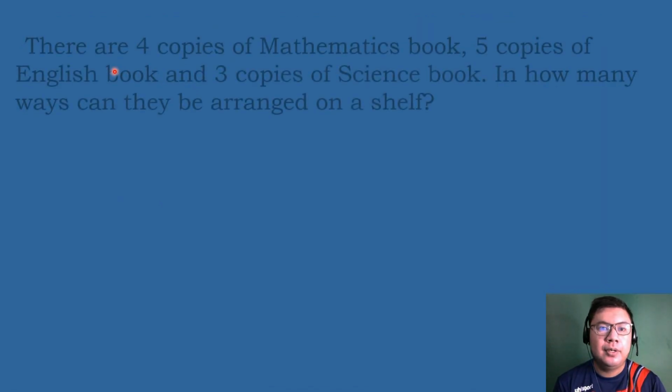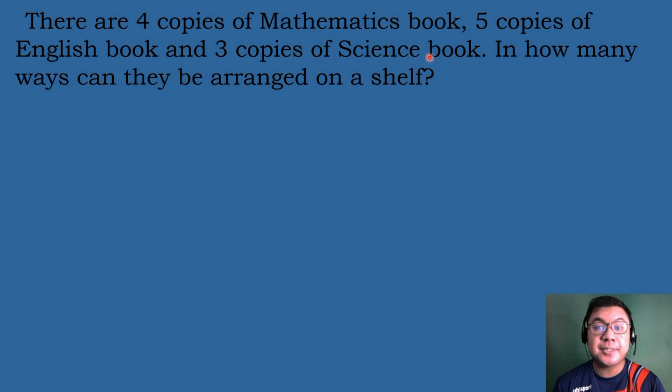Next problem. There are 4 copies of mathematics book, 5 copies of English book, and 3 copies of science book. In how many ways can they be arranged on a shelf? So this one is an example of distinguishable permutations, because there are objects that are being repeated. So the mathematics book is repeated 4 times because it has 4 copies. The English book is repeated 5 times because it has 5 copies. And the science book is repeated 3 times because it has 3 copies.